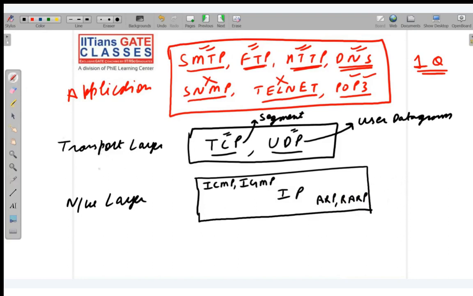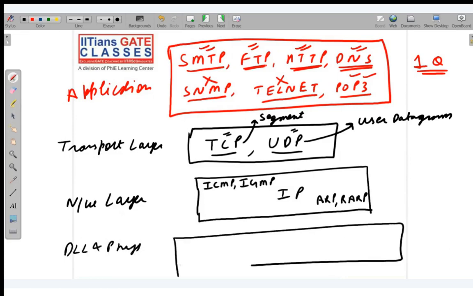The last layers are the data link layer and the physical layer. They were combined, and at that layer, we say no specific protocol is defined here. It depends on the network, which protocol we will use and all.